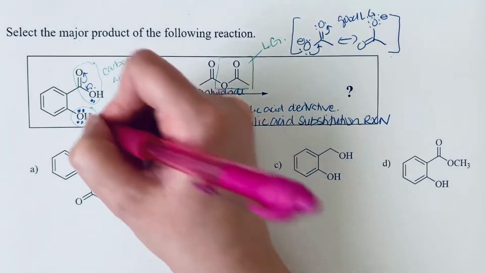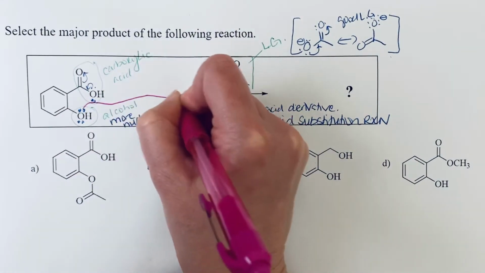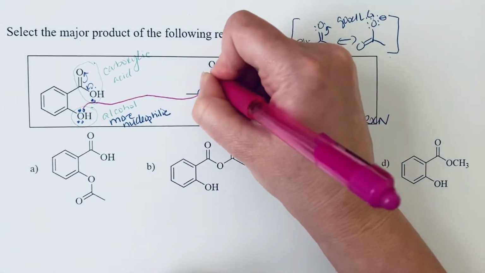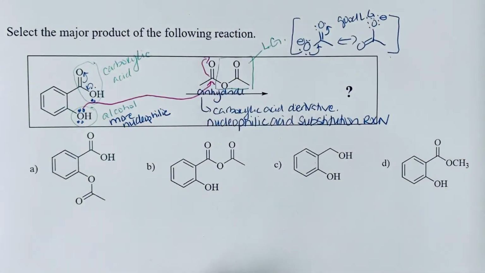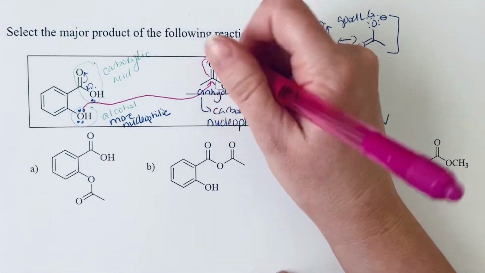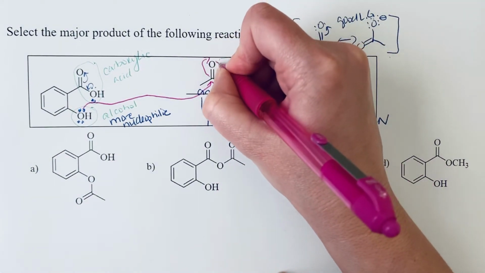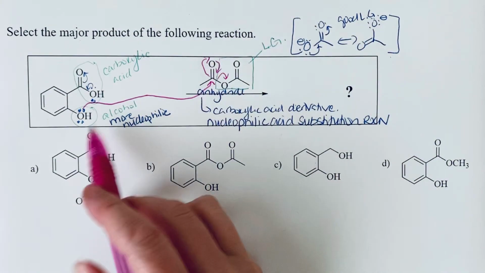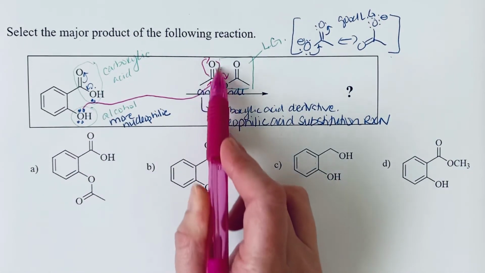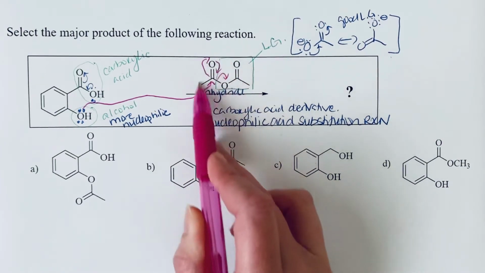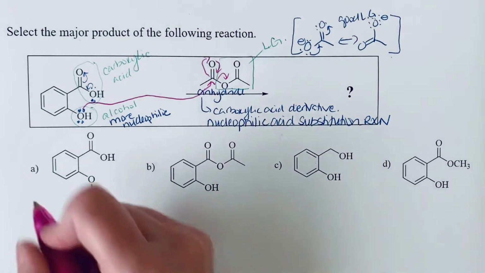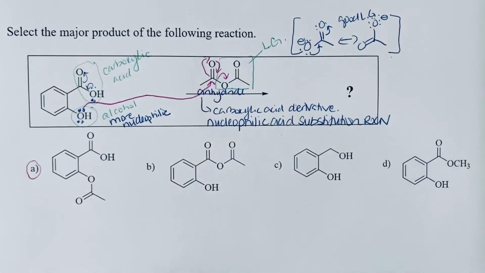That means it's going to be the alcohol that attacks that carbonyl carbon and forms your tetrahedral intermediate. We're just shortcutting the mechanism here. Eventually those electrons come back down to reform the pi bond and push out the leaving group. So your oxygen is going to end up with this acyl group transferred onto it. And so that is this product here, which is A.